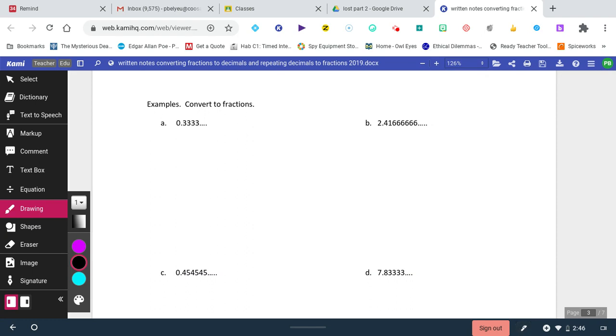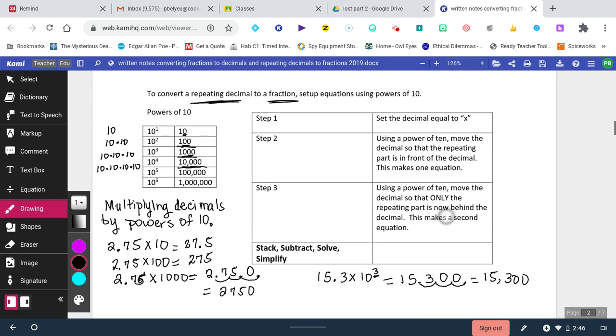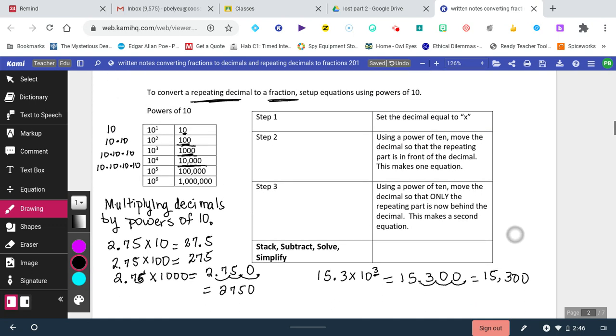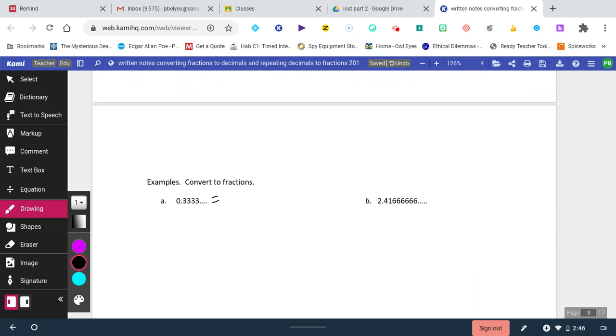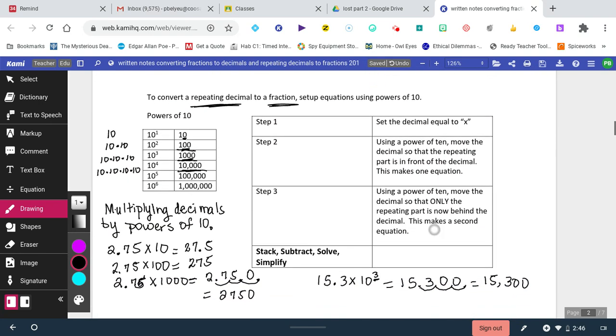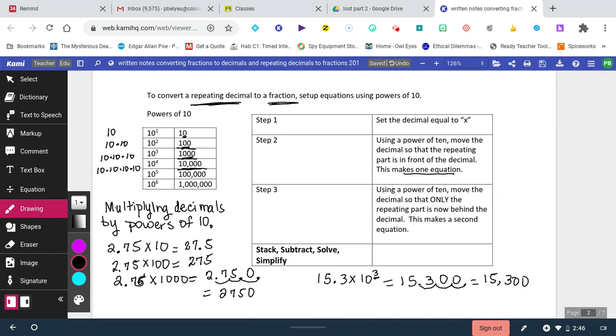All right, first thing it says, set it equal to what? Step 1 was set the decimal equal to x. So I'm going to set it equal to x. Okay, after you set it equal to x, you need to make up two equations. You're going to make one equation this way and the second equation this way, okay?